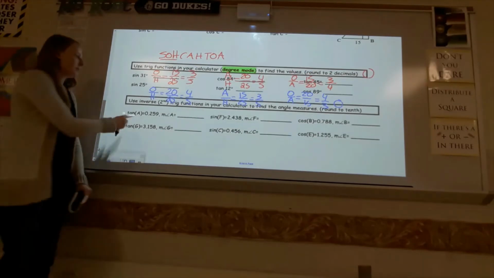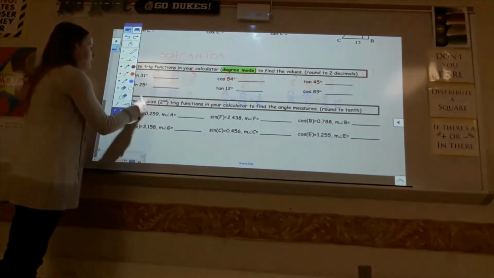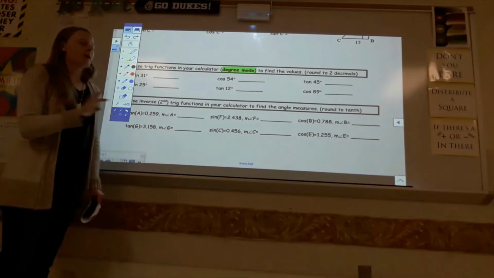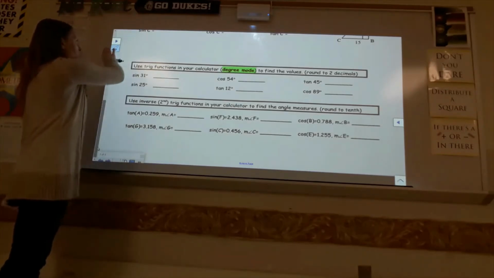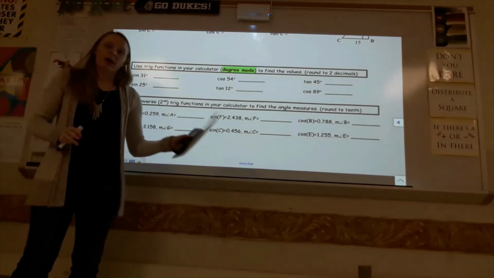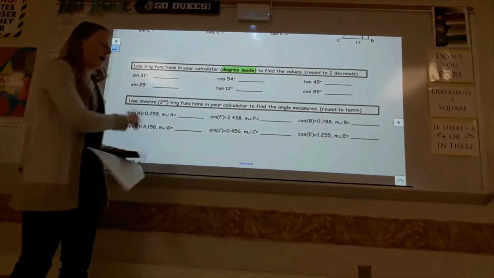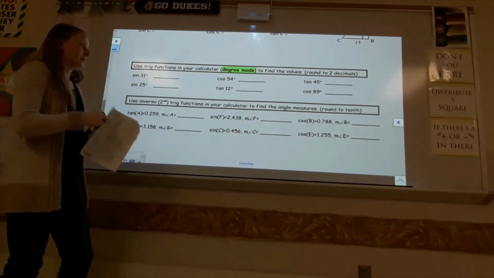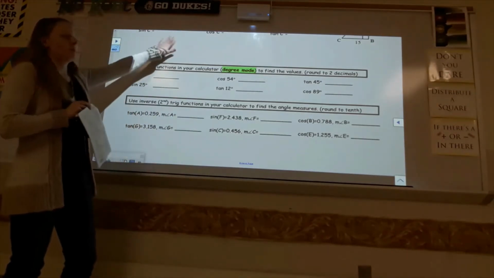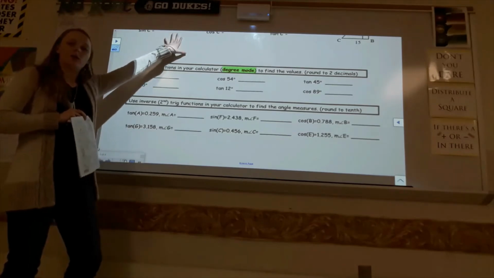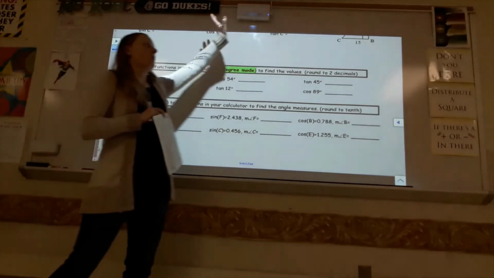Alright, to set us up for success on the next page, where we will be seeing scenarios where you don't have all three sides and you'll be asked to solve for them, we're going to practice using our calculator to find the value of sine, cosine, and tangent. So you did that up here, right?